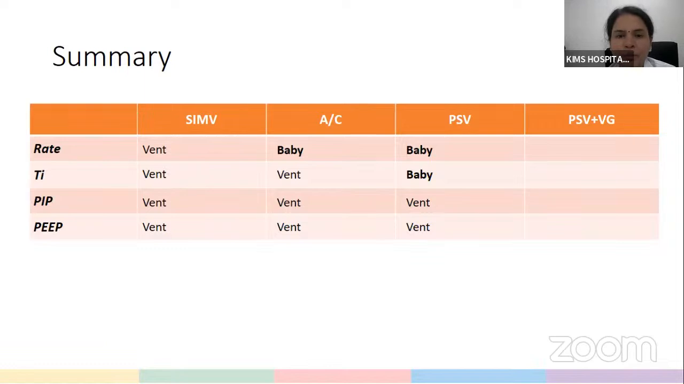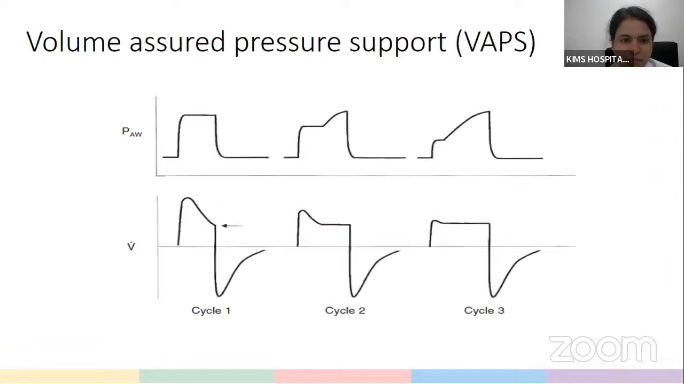If we were to combine PSV plus VG, with the set volume, of course, with PSV itself, the rate and the I time are decided by the baby. So if you combine it with VG also, PIP also will be decided by the baby. And we are only left with controlling the PEEP.